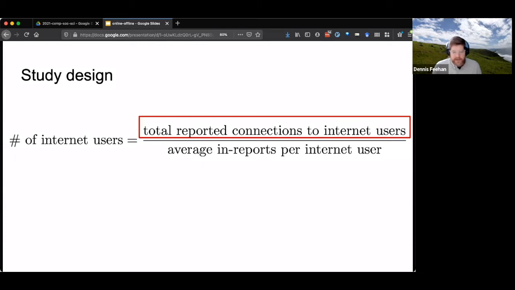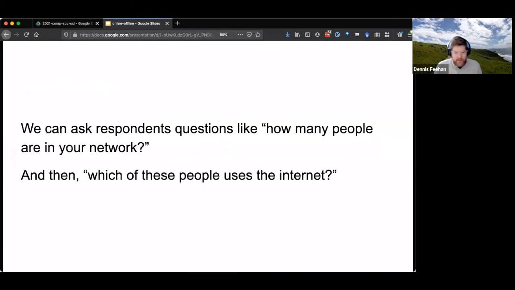And I'll start with this numerator, which is the total number of reported connections to internet users. So in principle, this quantity is not too difficult to estimate from a survey. We can ask a respondent questions like how many people are in your network and which of these people uses the internet. If the responses to these questions are accurate, then we can estimate the total number of connections to internet users.